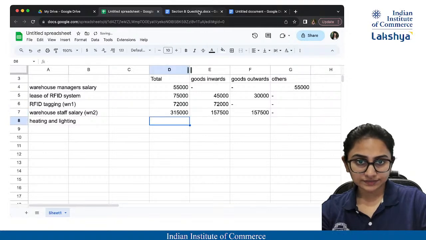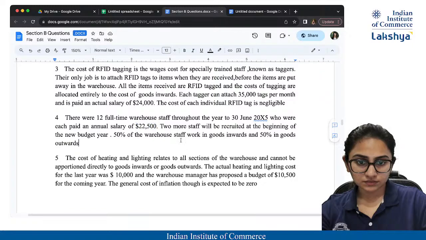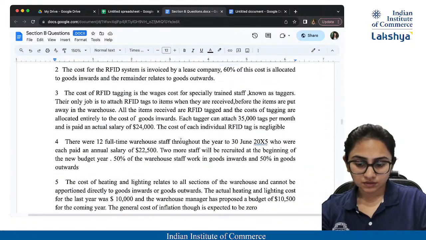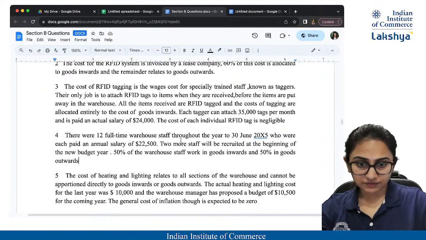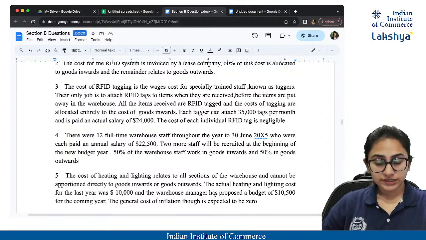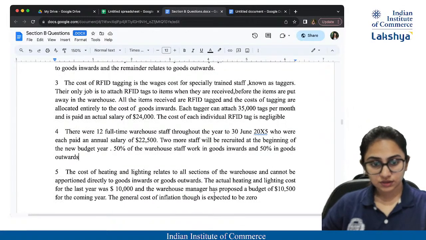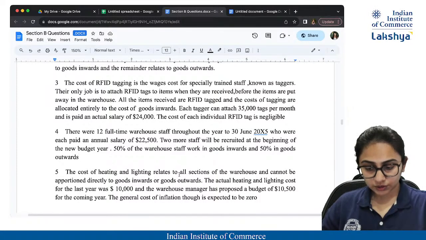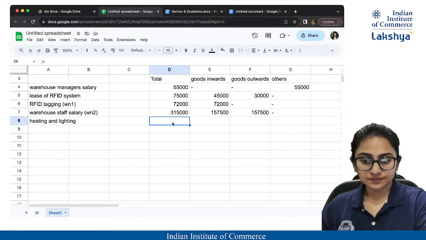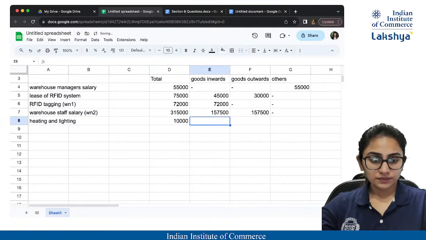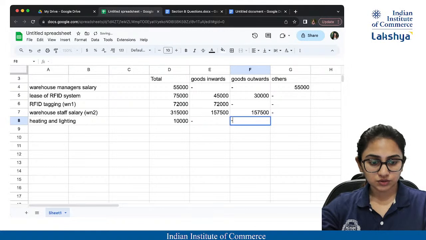And heating and lighting. The cost of heating and lighting is 10,500, and warehouse manager has proposed 10,500, but the actual is 10,000 and cannot be apportioned between goods inward and goods outward. So where it will go to others. So heating and lighting, directly it's given in the question. It's 10,000 and cannot be distributed, so it will go in others.